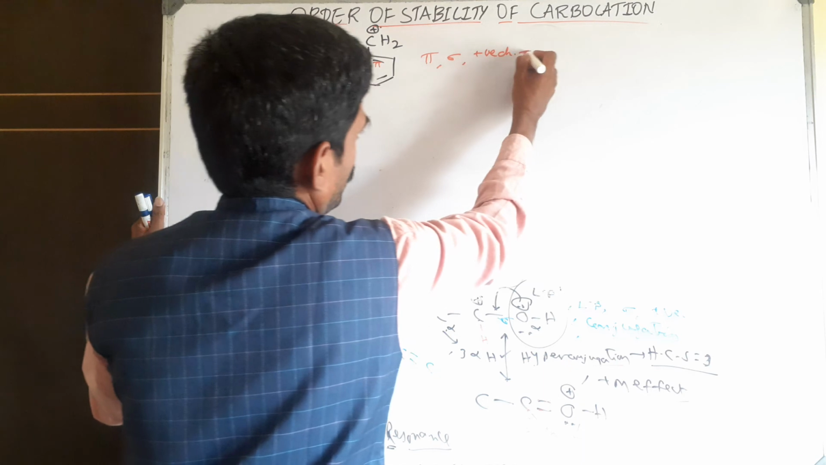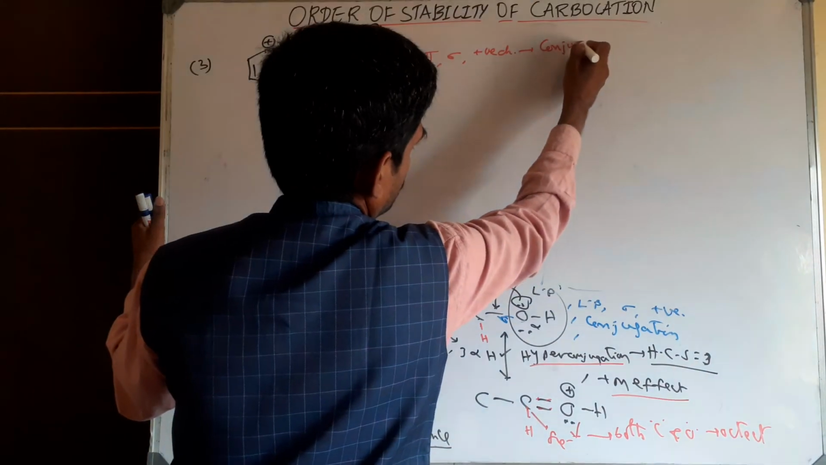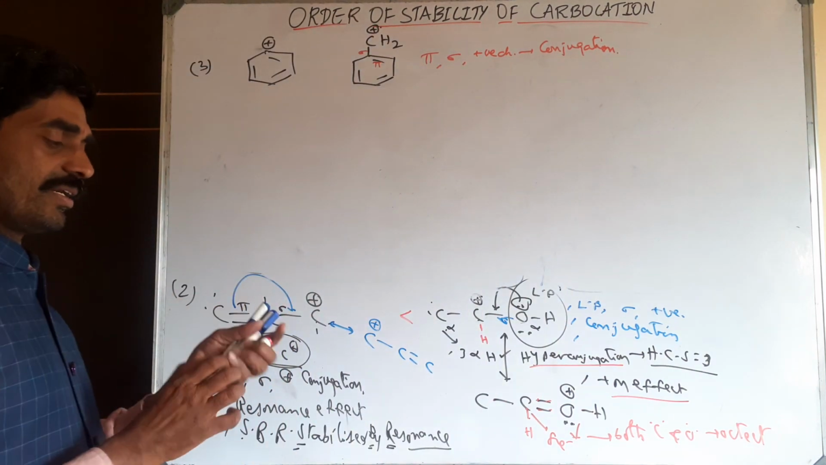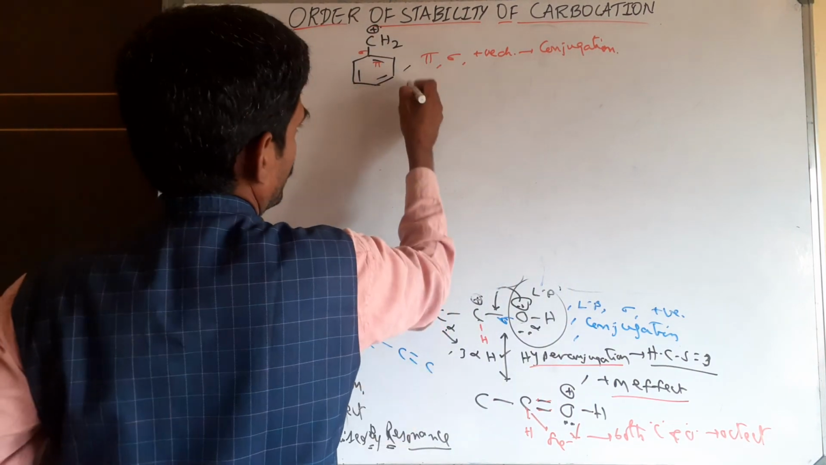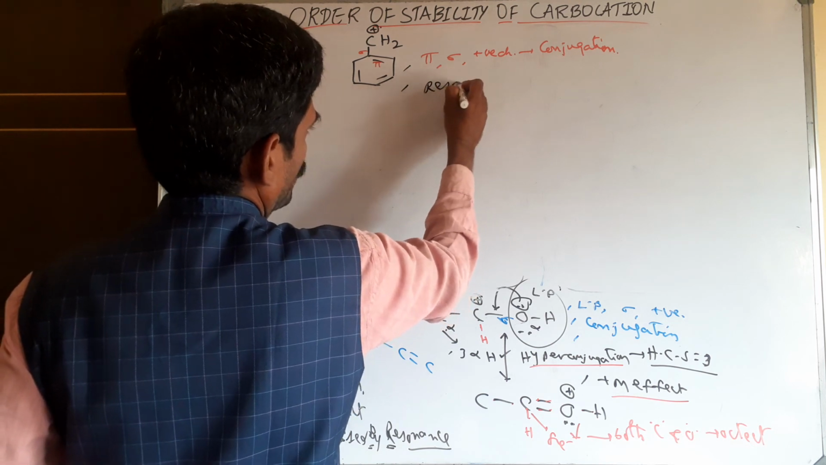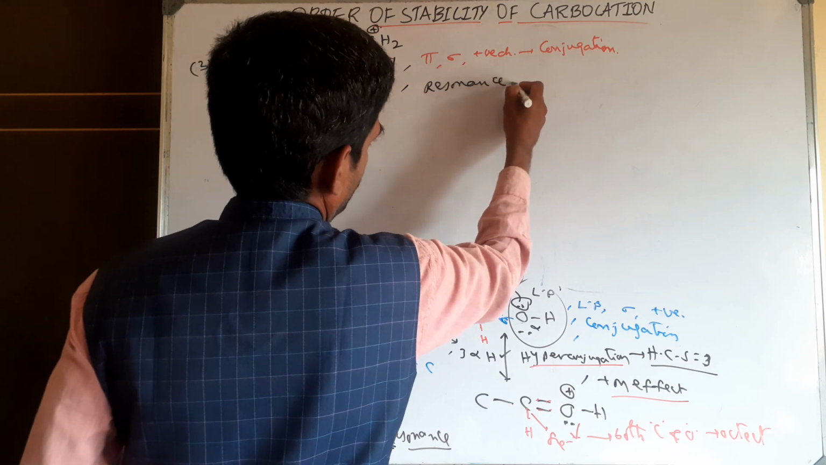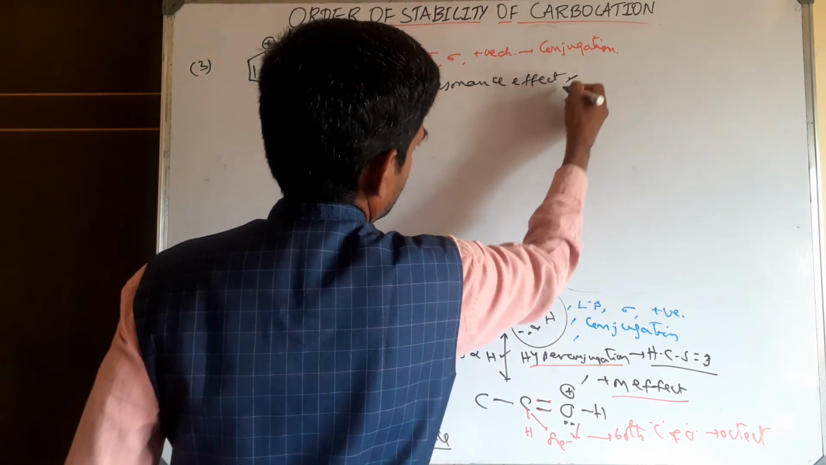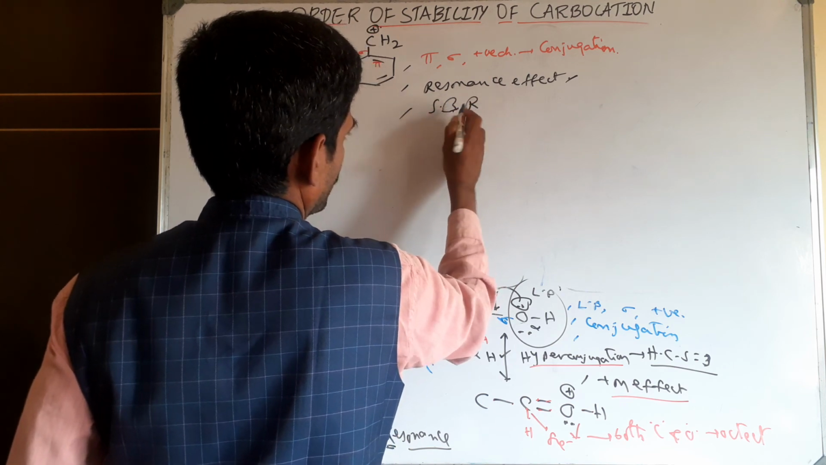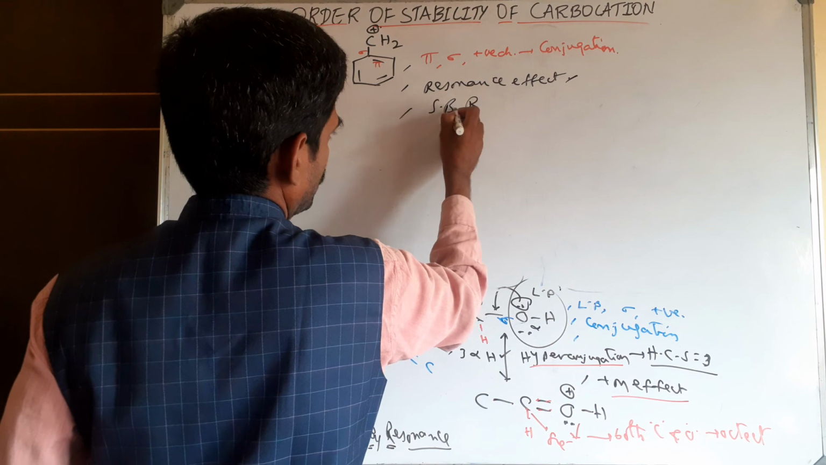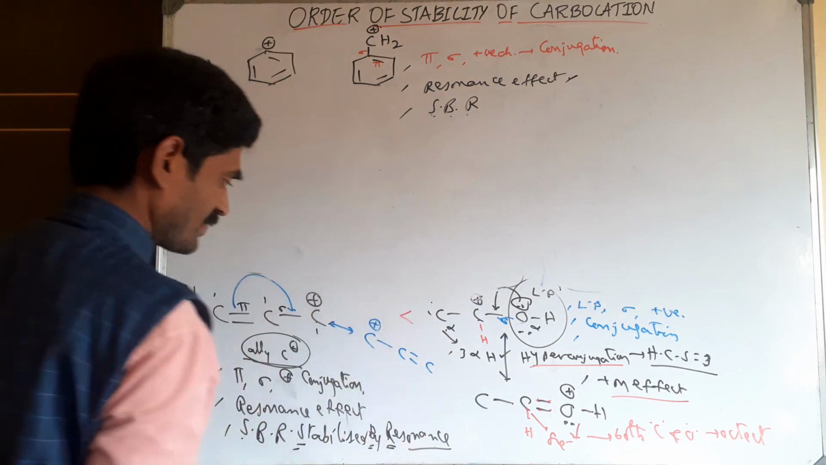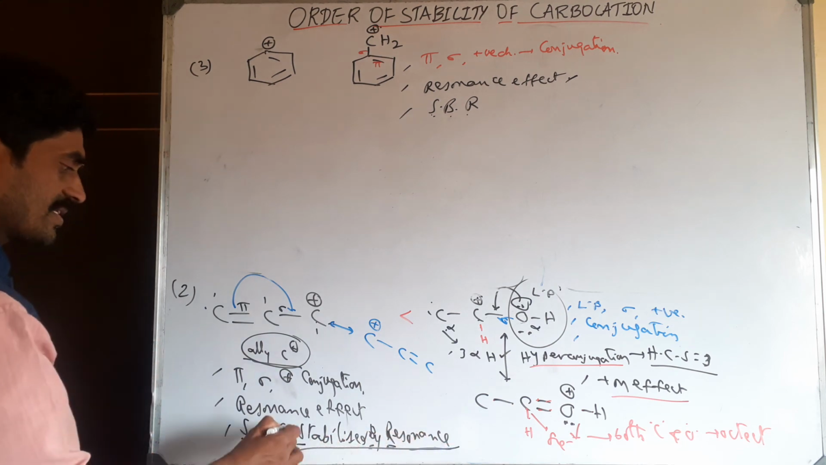That means conjugation is present, my dear student. Wherever conjugation is present, resonance takes place. Resonance effect takes place, so the compound is stabilized through the resonance effect. That means the compound is stabilized by resonance. I wrote SBR here, meaning stabilized by resonance.